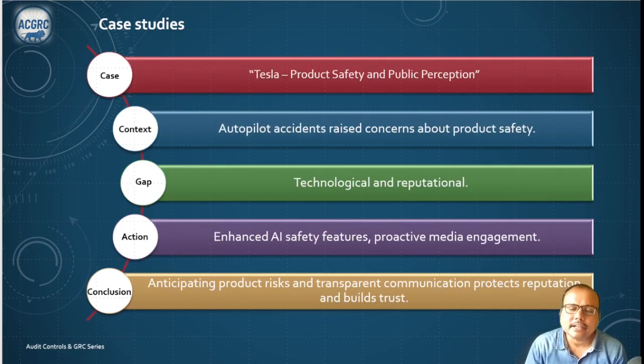The last case is related to technology and reputational gap, wherein autopilot accidents raised concerns about product safety, impacting the reputation of the organization, in this case Tesla. The result of the review was that enhanced AI safety features and proactive media engagement needed to be done. In conclusion, from this case study, anticipating product risk and transparent communication protects the reputation and builds trust. A critical learning from this incident for many organizations, either in this field or any other field.